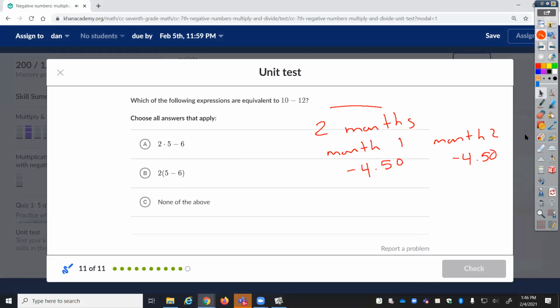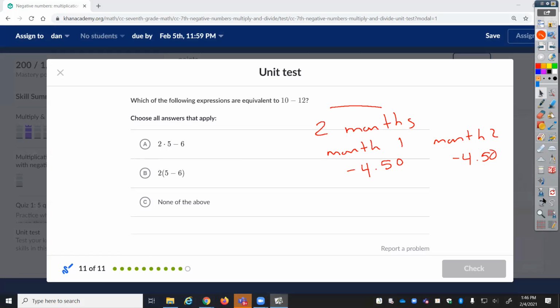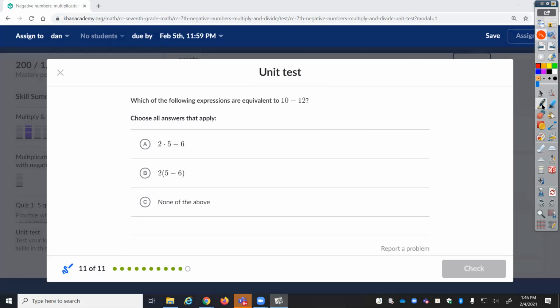And then finally, the last one. Now, this is something that you see a lot. Notice that the first equation over here that is actually given is something very basic. It is 10 minus 12. Well, guys, what is 10 minus 12? -2. So we're looking for one of these two here that will also give you a -2.